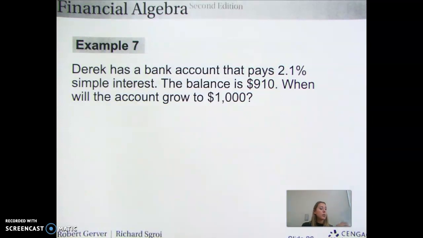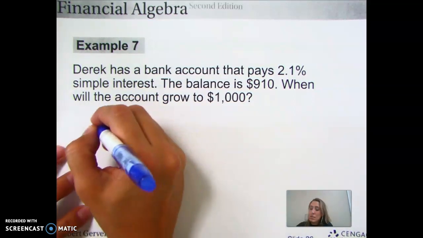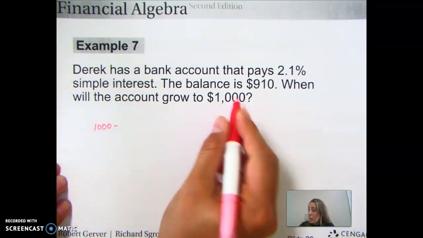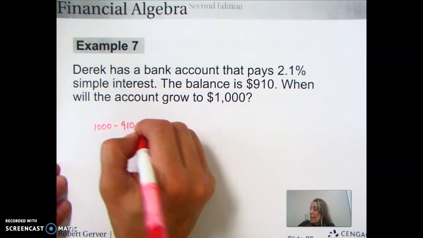All right, now we're going to do this some more. Derek has a bank account that pays 2.1% simple interest, so we're still going to use simple interest. The balance is $910. When will the account grow to $1,000? The first thing we need to figure out is the interest that we need to earn. So I'm going to take 1,000, subtract what I have now, which is 910, and I'm going to get 90.